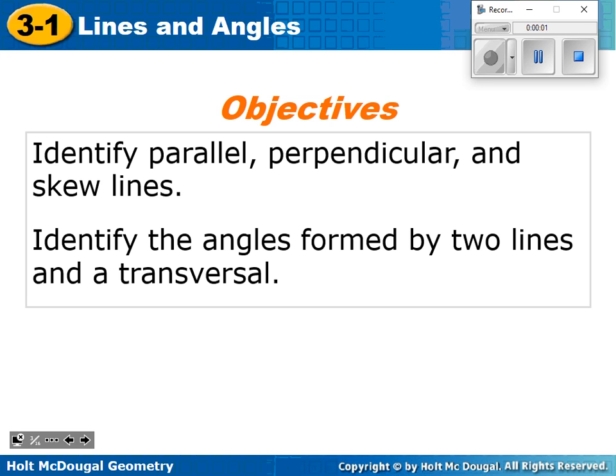So in chapter 3, we are basically going to be talking the entire chapter about the concepts of parallel lines and perpendicular lines. But this first section is not about parallel or perpendicular. This first section is just talking about any two lines that you might have. They do not have to be parallel. They do not have to be perpendicular. If you take two lines and you intersect them with a third line, this third line is called a transversal.